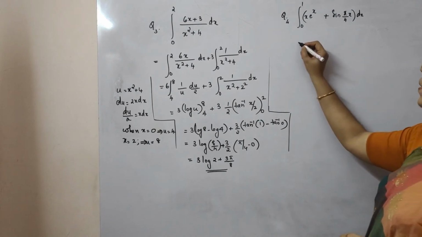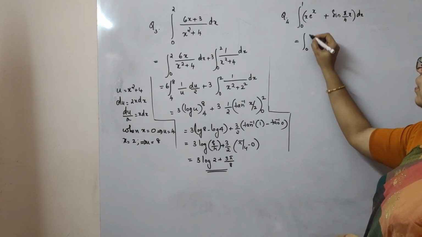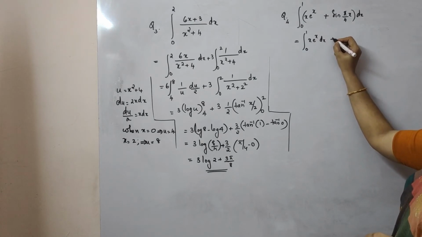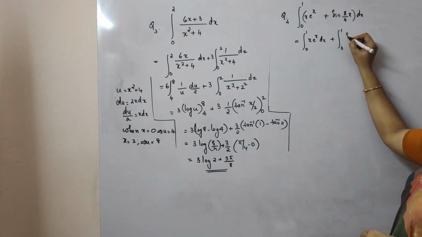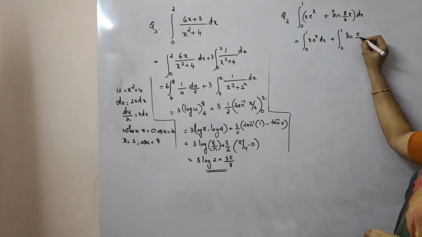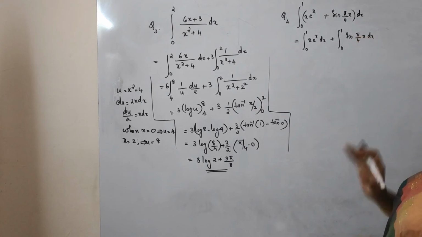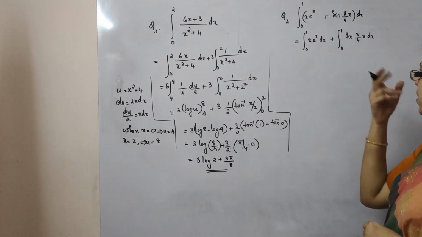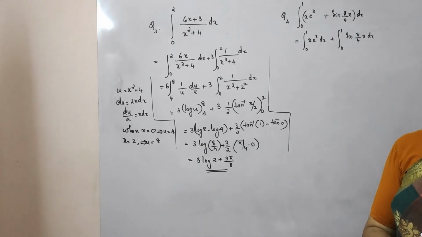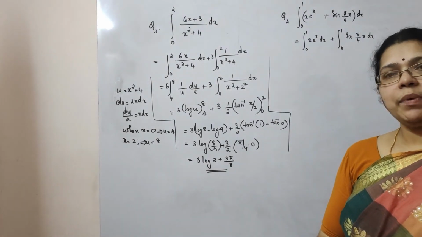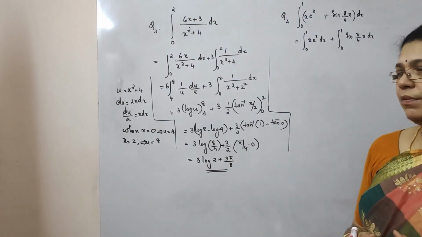Here I am splitting this integral into two. 0 to 1 x e raised to x into dx plus integral 0 to 1 sine of pi by 4 x into dx. Now this part, if you look at that, is direct integration. What is the integral of sine pi by 4 x? It is negative of cos pi by 4 x divided by pi by 4. That is the integral. We know that.